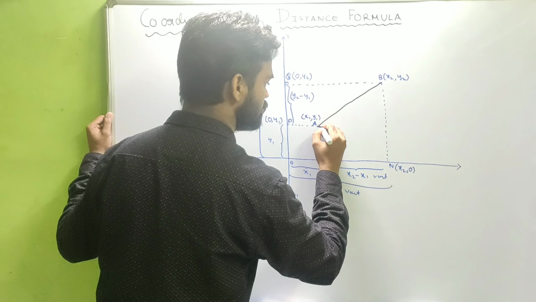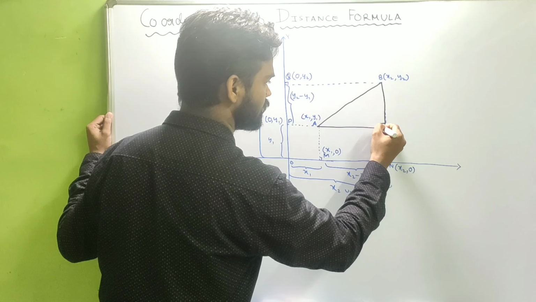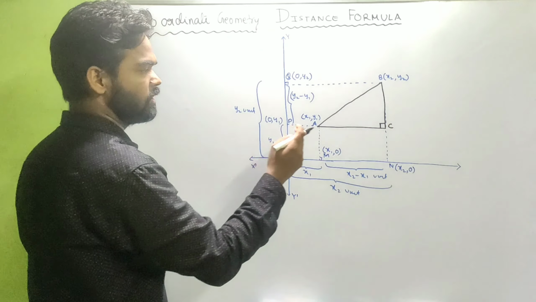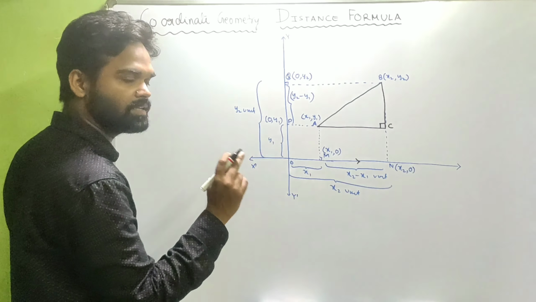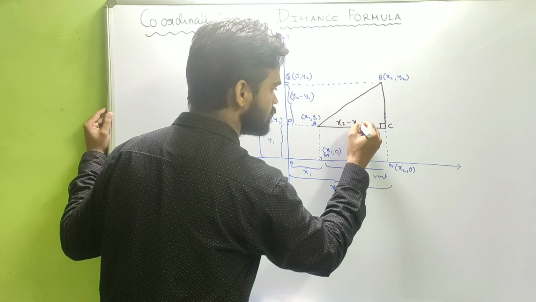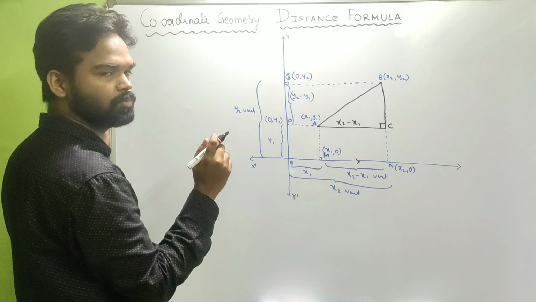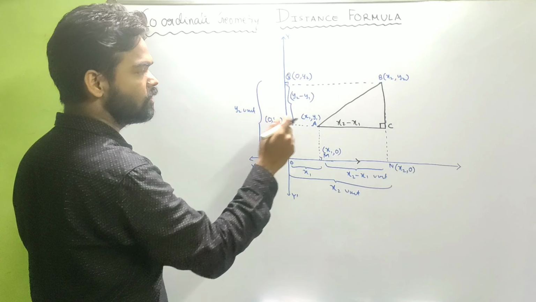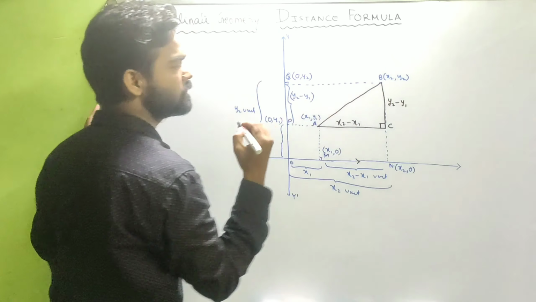And I'll draw a triangle. Suppose ABC, right angled at C. So clearly AC is parallel to MN and AC will be equal to MN. So AC will be x2 minus x1. Similarly, BC is parallel to PQ, isn't it? And BC is equal to PQ, which means this is y2 minus y1 unit.